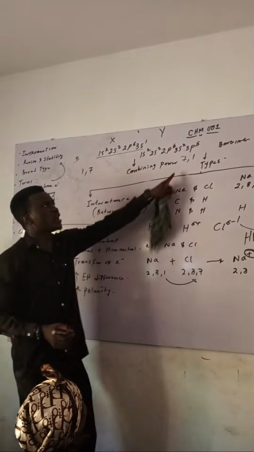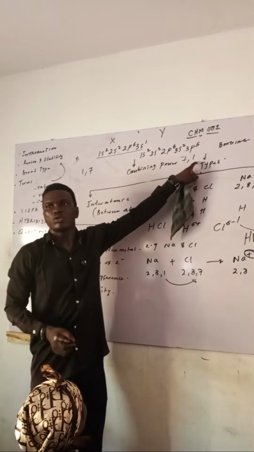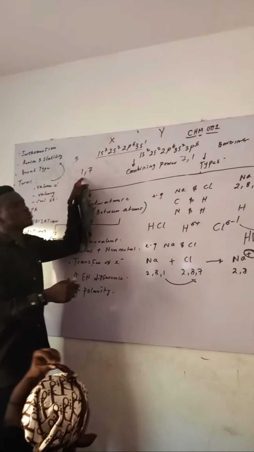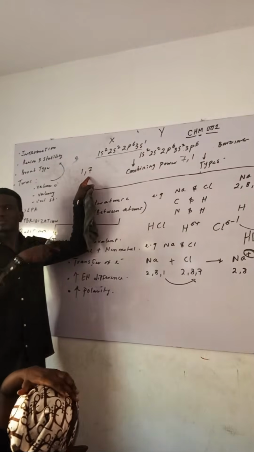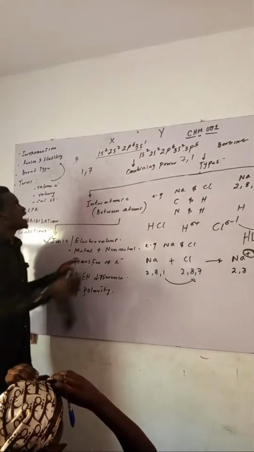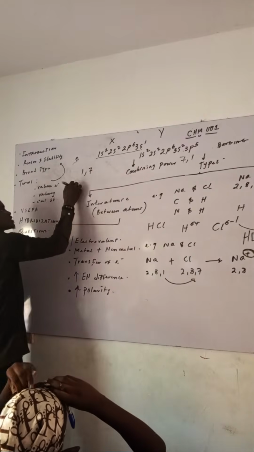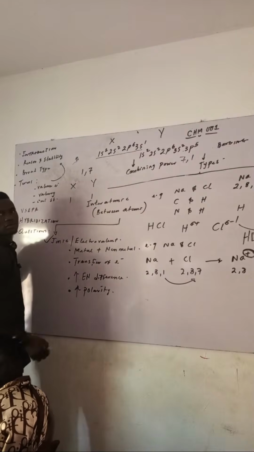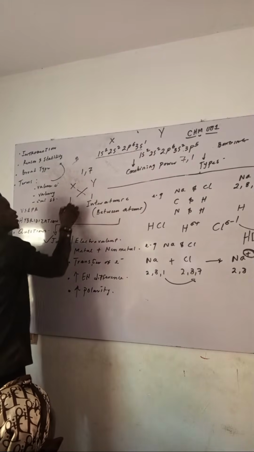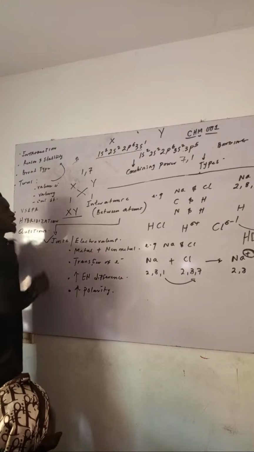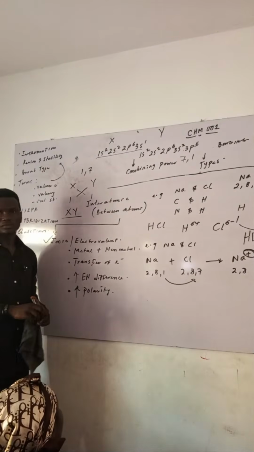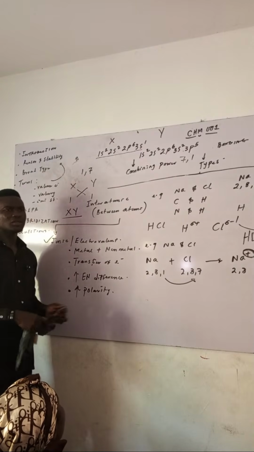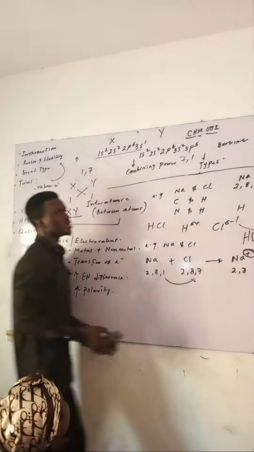So this one is going to be 7 or 1. That means it will either lose 7 or gain 1. Will you prefer to gain 1 or lose 7? Gain 1. Will this one prefer to lose 1 or gain 7? Lose 1. So the combining power for this is going to be 1, and for Y it is also going to be 1. So what will be the formula? You will exchange it: XY. That's the formula. Are you following? Let me give you another example.